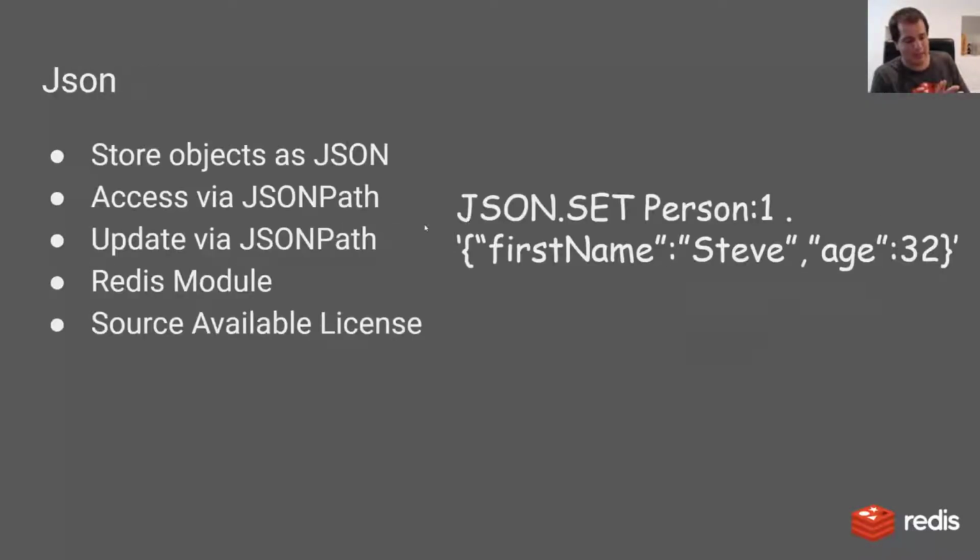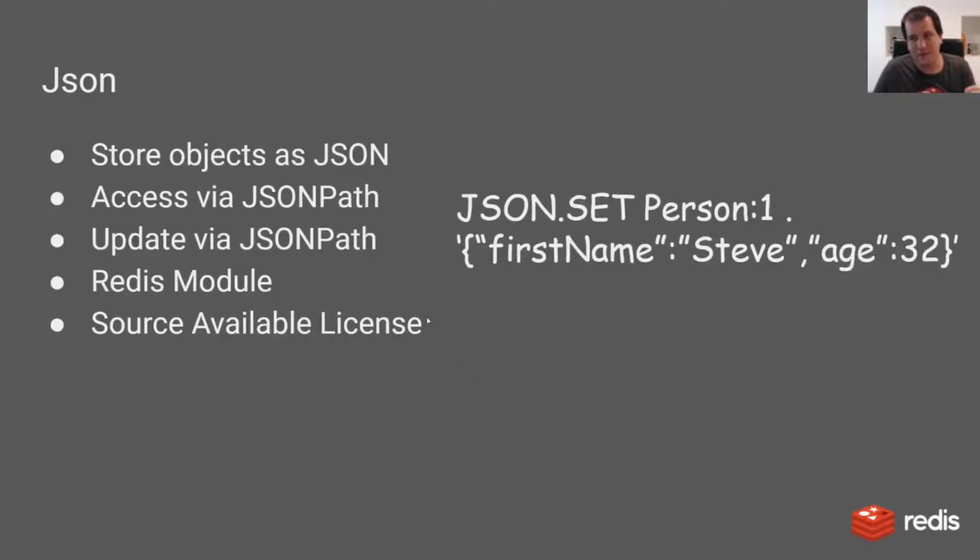JSON is something that people would traditionally store in Redis, but they would store it as a string. But there's actually a JSON data type now, where you can store JSON objects in Redis and then access and update them by a JSON path. So this is great for storing more complicated objects and storing documents in Redis. So I can do a JSON.SET person:1, and then pass in this JSON string, and then you can query the different components of it.